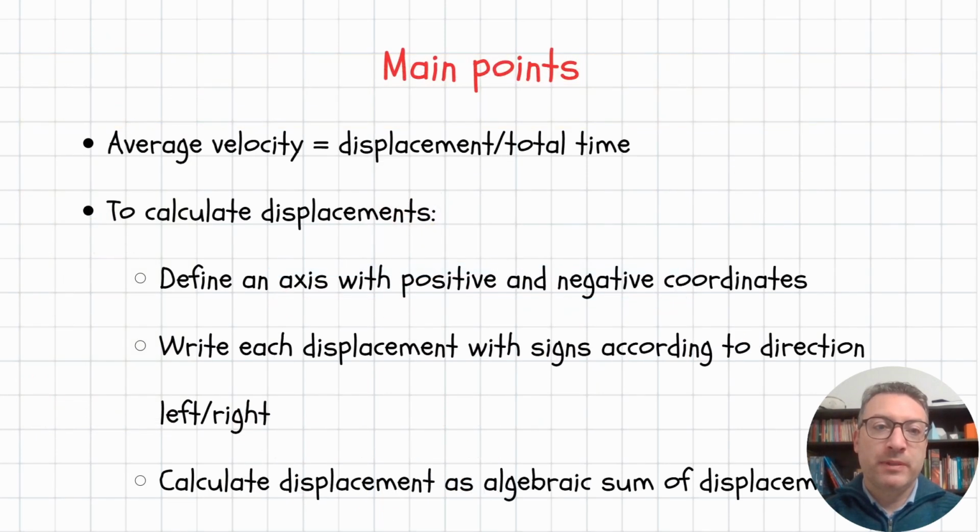So what are the main points of this exercise? Average velocity is the ratio between displacement and total time. And to calculate displacements, you need to define an axis with positive and negative coordinates. Then you have to write each displacement with the sign corresponding to the direction being left or right. And then you can calculate the total displacement as the algebraic sum of displacements.